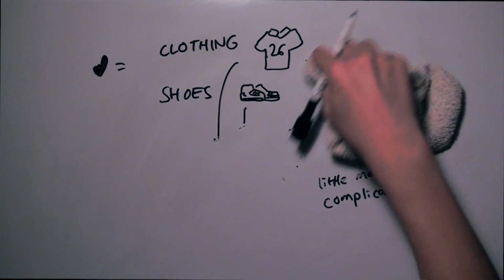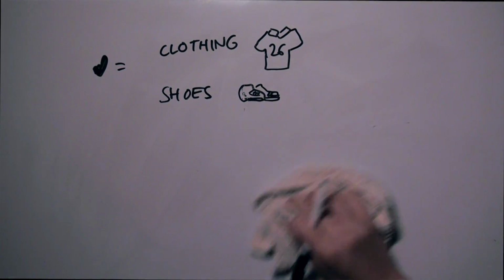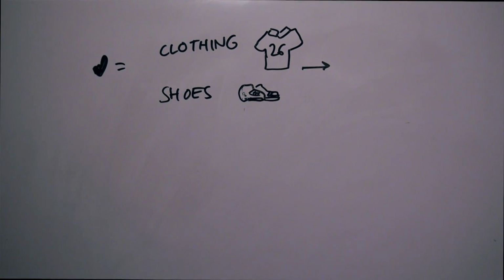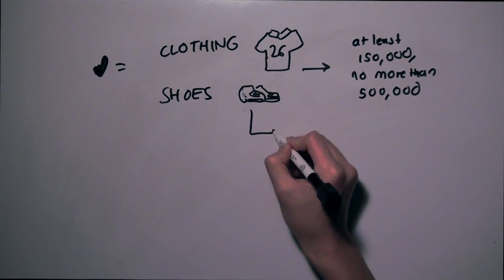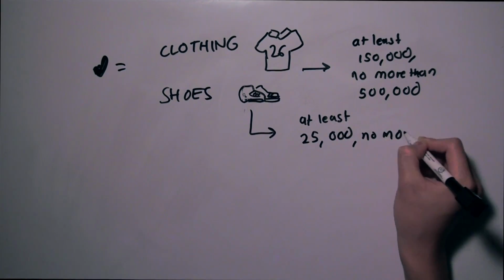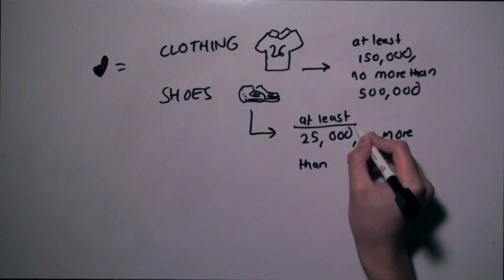We must set some constraints on the number of clothes and shoes that Nike can produce because obviously they can't just churn out as many of these products as they would like to. Manufacturing limits them to 150,000 of clothes but no more than 500,000. They must have 25,000 shoes but no more than 150,000.